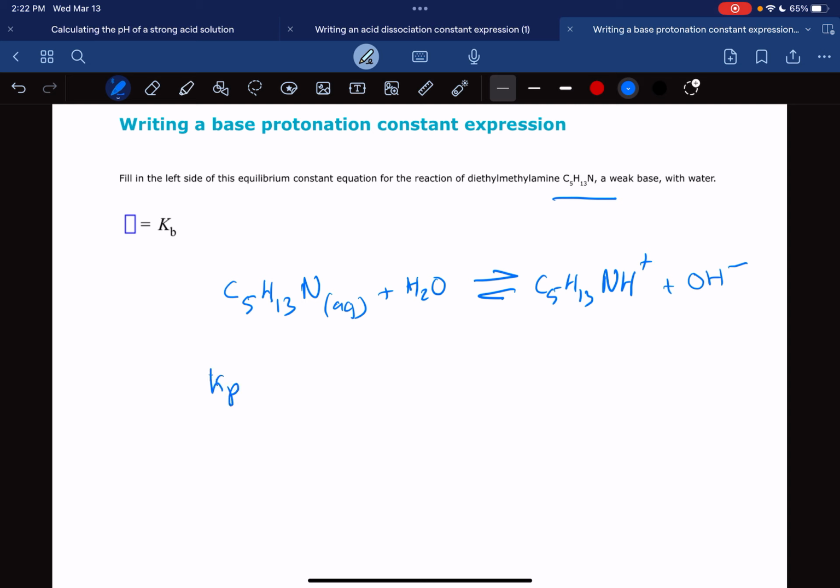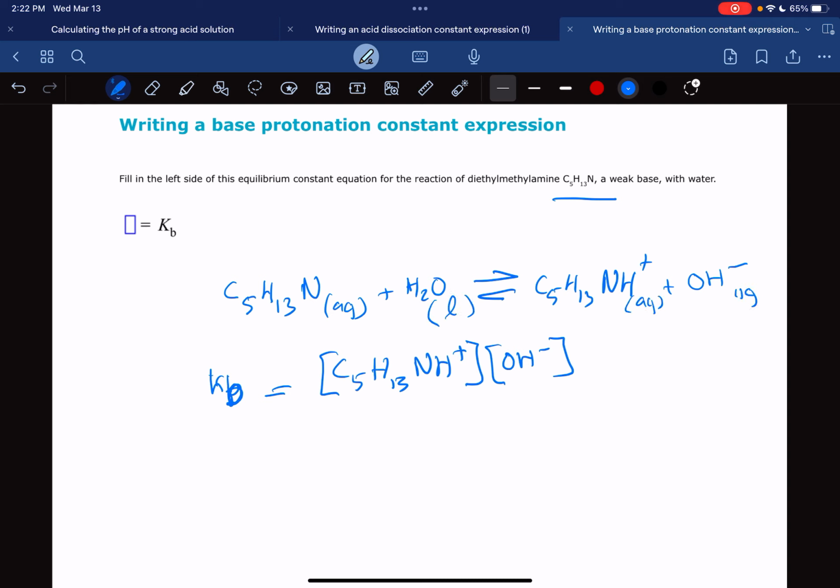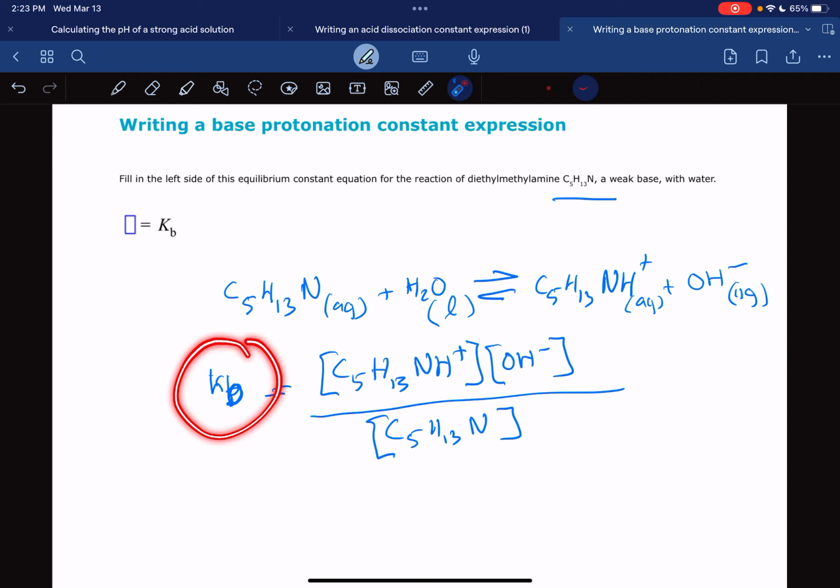Well, I'm going to write my products. I don't know why I put a B right there. Let's make that into a B from a P. I'm going to write C5H13NH plus, all of that concentration, times OH minus. I got kind of lazy with the symbols up here, but these are aqueous and we have water, which is always a liquid. And over on the side, we're going to write C5H13N. This is our overall expression. This right here is what we're going to put into this right here. Hopefully this has been helpful.